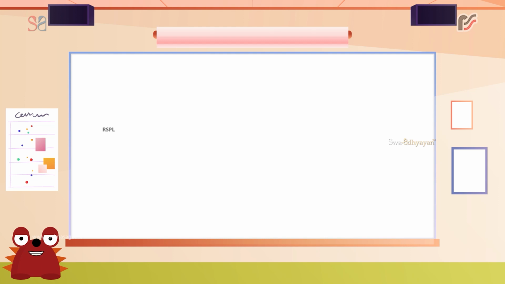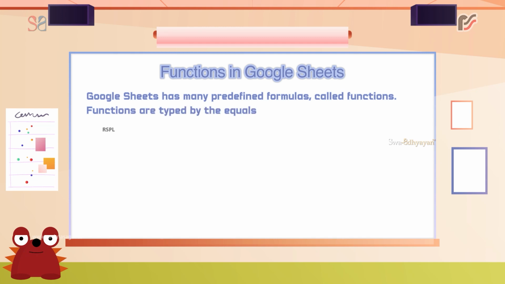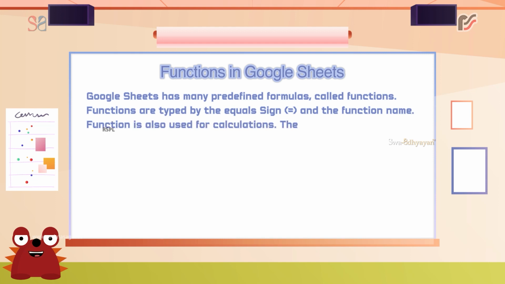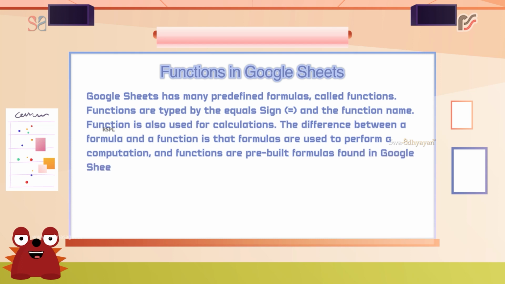Moving forward with functions in Google Sheets. Google Sheets has many predefined formulas called functions. Functions are typed with the equal sign and the function name. A function is also used for calculations. The difference between a formula and a function is that formulas are used to perform a computation and functions are pre-built formulas found in Google Sheets. They save time and reduce the chance of errors.